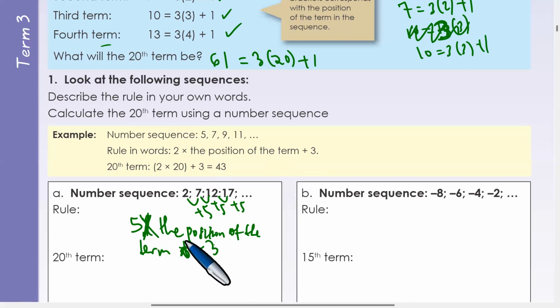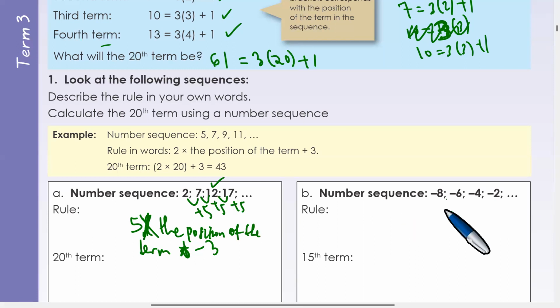Here. 5 times the position of the term minus what? Minus 3. Because what is 5 times 3 for term number 3? 5 times 3. 15. Minus 3. It's 12. What is the rule in B?